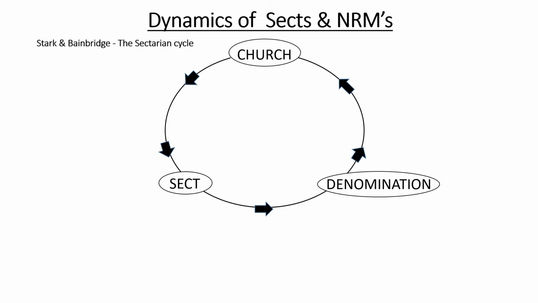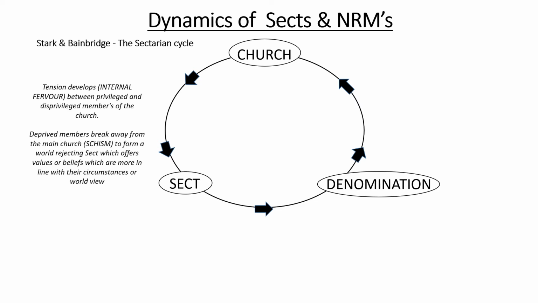What they found in their dynamic was that you start with the church and you might find internal fervor or conflict develops within the church. So you see the privileged and deprived members developing a bit of tension. The deprived members will break away from the church in a schism, and that will form a world rejecting sect. So we see a sect breaking off from the church. And as we know of a sect, it has more extreme views, quite different attitudes to the outside world, quite exclusive, quite closed.